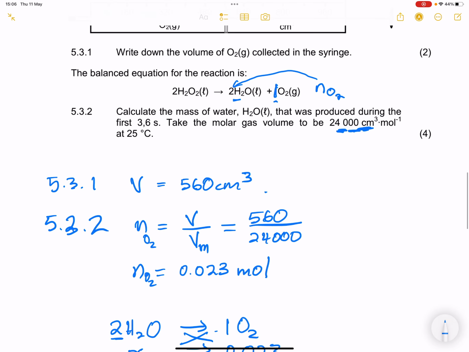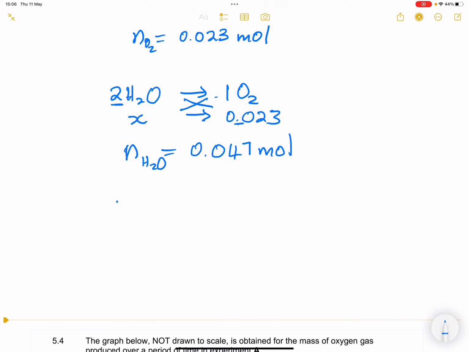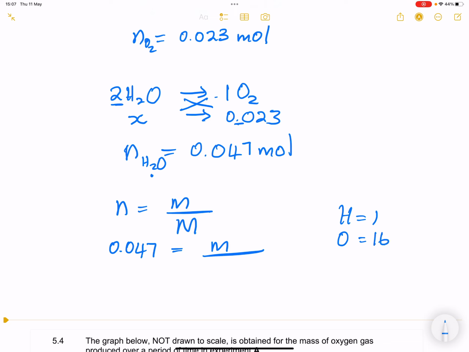But remember, what are we looking for? We were looking for the mass of water. So we know that number of moles is mass divided by molar mass. We've got the number of moles, 0.047, and the mass is what we want. And H2O, remember we've got 2 hydrogens and 1 oxygen. So from the periodic table, H is 1 and oxygen is 16. So we've got 2 hydrogens, so that's 2 times 1 plus 16.